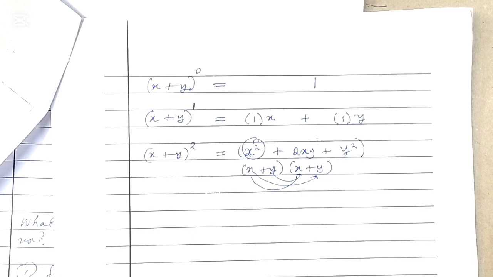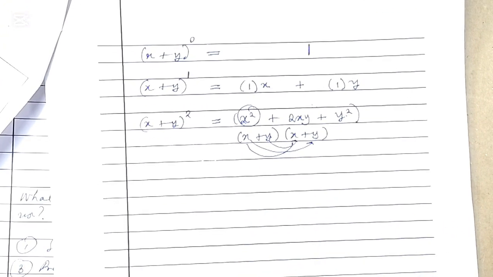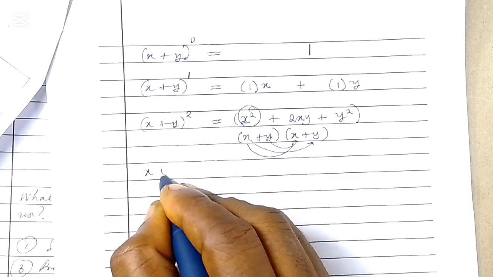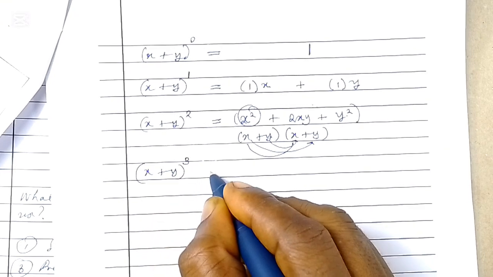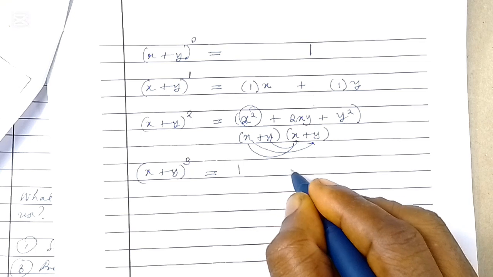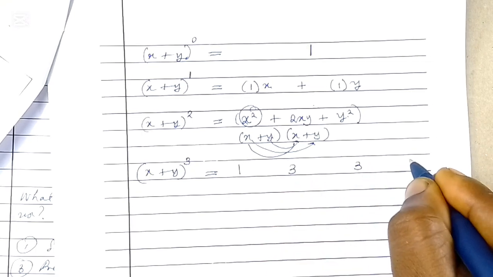Now, what am I trying to say? In the end, you would discover a pattern for the coefficients of this expansion. If you proceed further to x plus y raised to the power of 3 in this particular order, you end up having the coefficients of that expansion to carry 1, 3, 3, and 1.